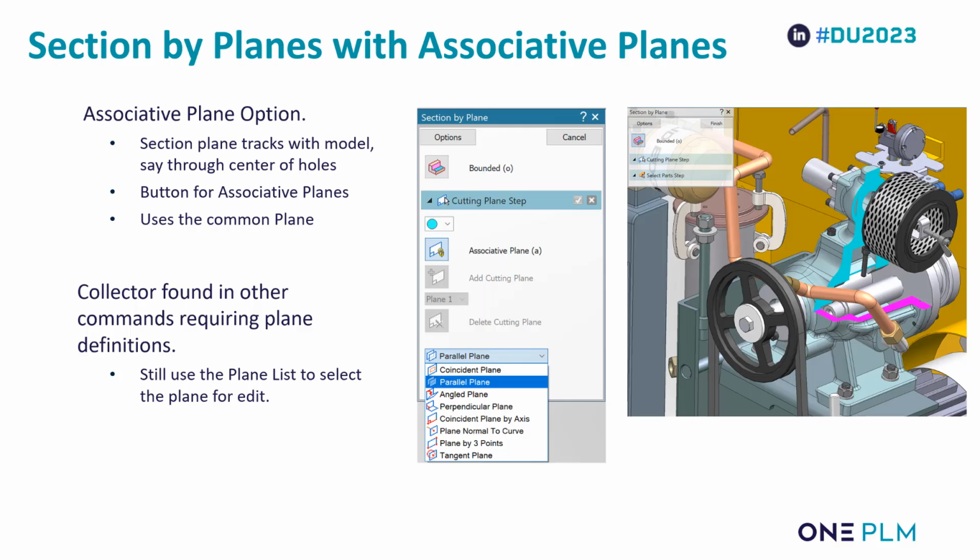We also have the option on here, section by planes with associative planes. So if you want to associate it to a surface, existing plane, there is the additional option on here down the bottom. So once we click associative planes, the add, delete, etc. all grey out, and we can do that with our traditional plane placement that we would use within our part modelling command.